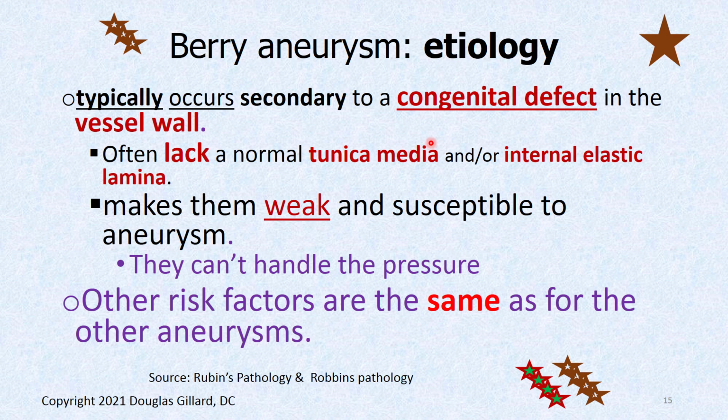They're typically congenital in origin. Specifically, at the part where the aneurysm occurs, when people die and they dissect them, they find no tunica media or no internal elastic lamina, so that makes the vessel wall weak and susceptible. Okay, and they can't handle the pressure well, so they bulge out. Other risk factors would be the same as the ones that we've talked about for other aneurysms. What are those?